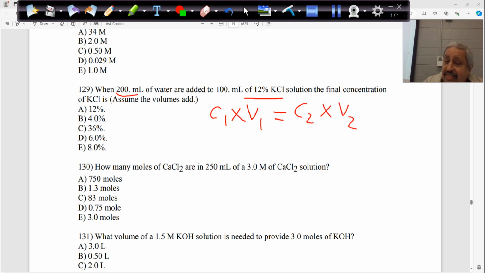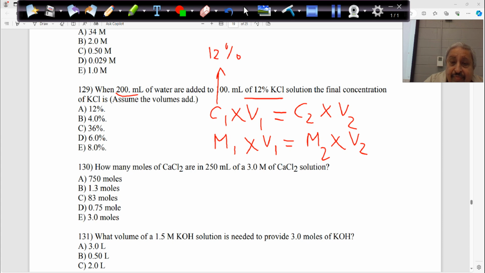C is the concentration. Some textbooks don't like C. They put M, molarity 1, volume 1, correct? Molarity 2, volume 2. You just set it up here. So the concentration of the first one is 12%, correct? Multiply by the volume, when 200 mL added to 100 mL. At the beginning was what? The volume is 100 mL, correct? C2 you don't know, or M2 you don't know. How about V2? What will the V2 be?